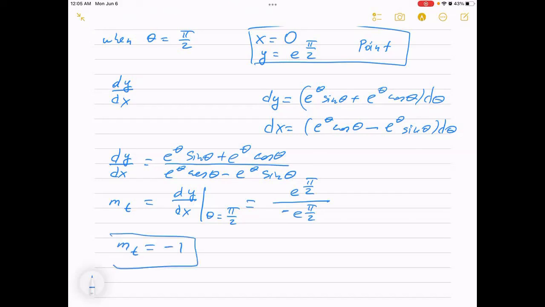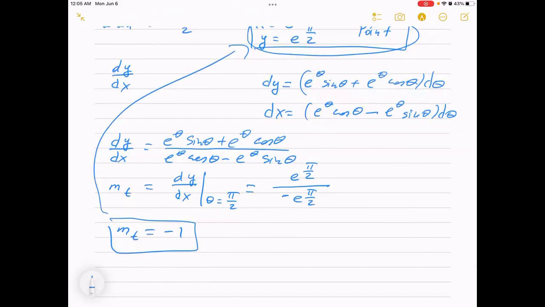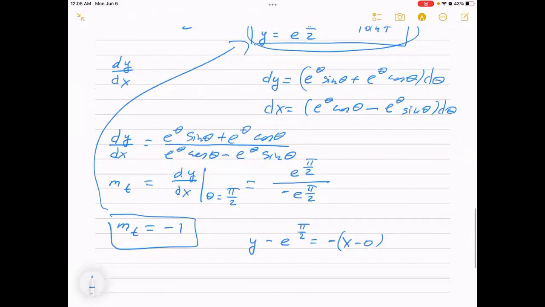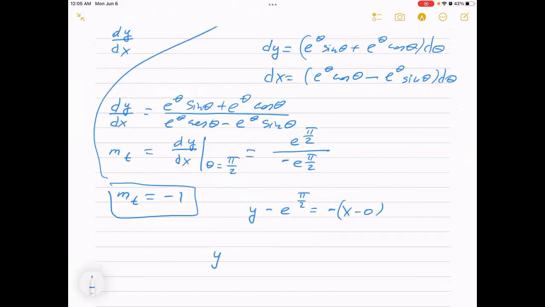So we know the slope of the tangent, and we also know the point. We should be able to write down the equation of the line. We get y minus e to the pi over 2 equals negative x minus 0. So the slope-intercept form is y equals negative x plus e to the pi over 2. That is the slope-intercept equation of a tangent line to a polar curve.